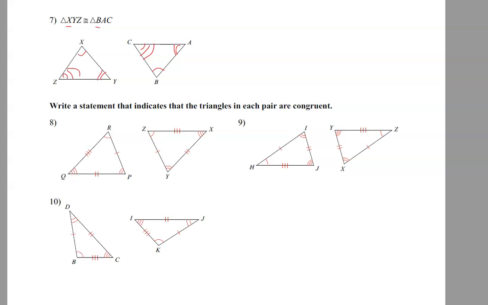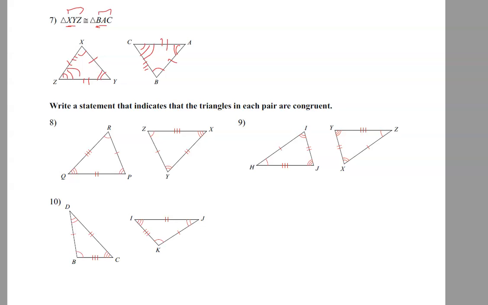All right, then our tick marks: X to Y would be 1. That would be congruent to BA, so 1. YZ is 2 tick marks. That would be congruent to AC, 2 tick marks. And then our final side would be Z drawn to X, 1, 2, 3. And then C drawn to B, 1, 2, 3. Okay. Hopefully you guys can draw a little bit better than I can.